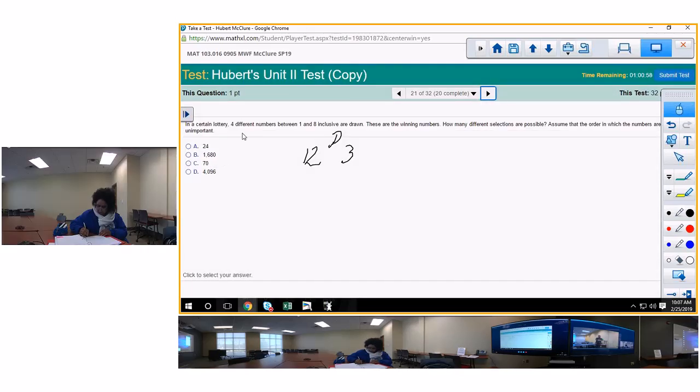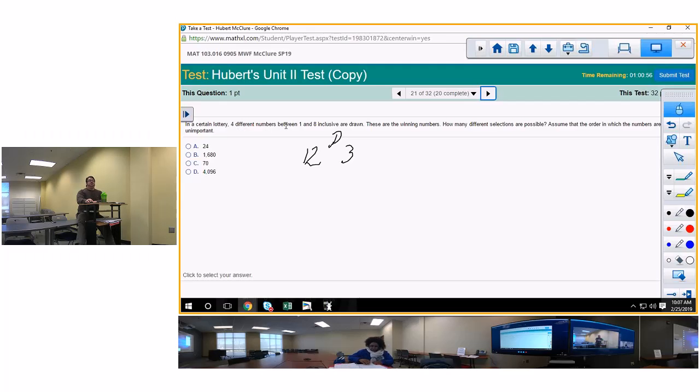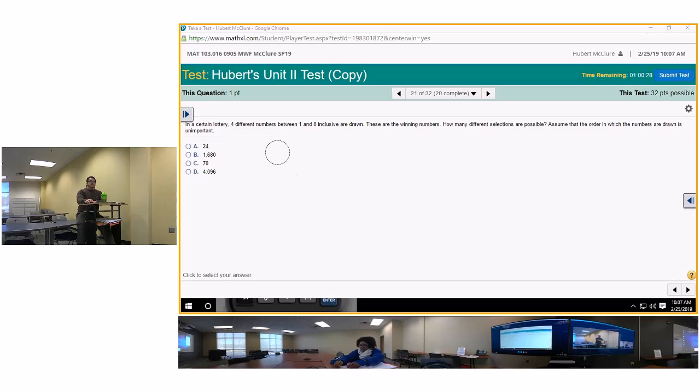In a certain lottery, 4 different numbers between 1 and 8, so that'd be 8 combination 4. These are the winning numbers. How many different selections are possible? Assume order does not matter. This is a good question because it asks for the possible outcomes, not the chances of winning. So it would be 8 combination 4, right?